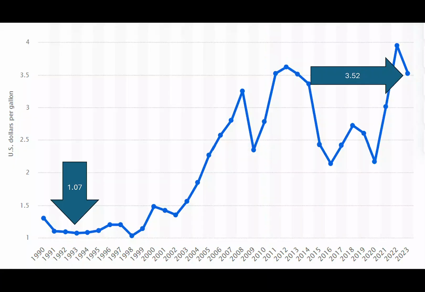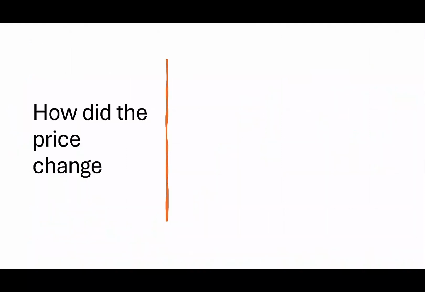Again, going back to a graph from Statista, we can see that in 1993, the price of a gallon of gas was on average $1.07. But when we look at 2023, the average price of a gallon of gas was $3.52. So how did the price change over time? Let's turn our information into points. 1993 corresponds to 1.07. 2023 corresponds to 3.52.